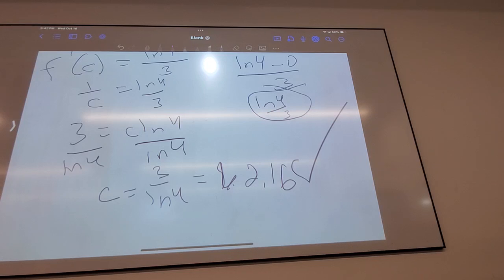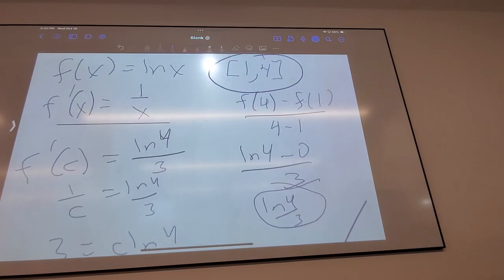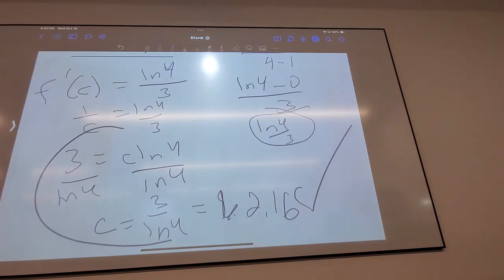If the conditions are met, there must be at least one place in the interval where it's true. So if the only answer you got was 6, you did something wrong. Either you thought it was good and it wasn't, like it didn't meet one of the requirements, or you did your derivative wrong, or you did your stuff down here wrong. You're guaranteed at least one place will work in the interval if it's continuous and differentiable.